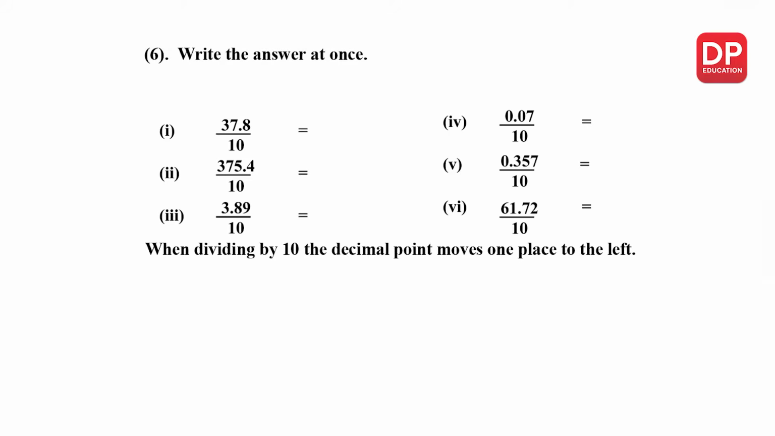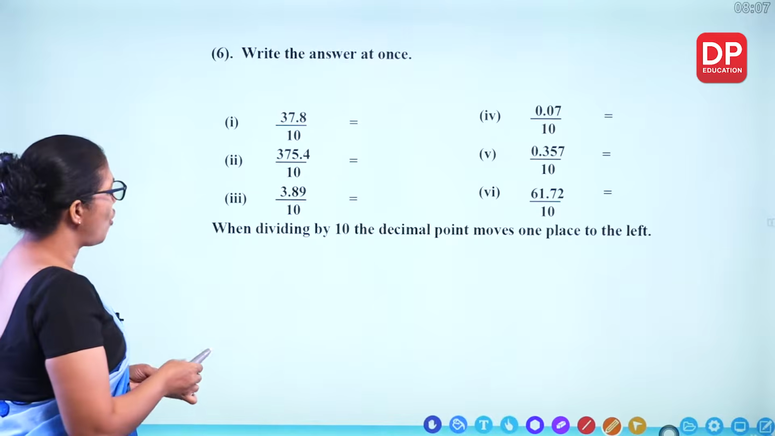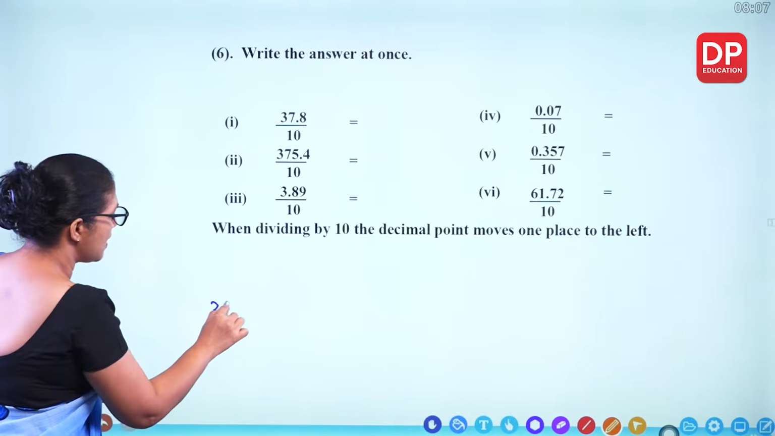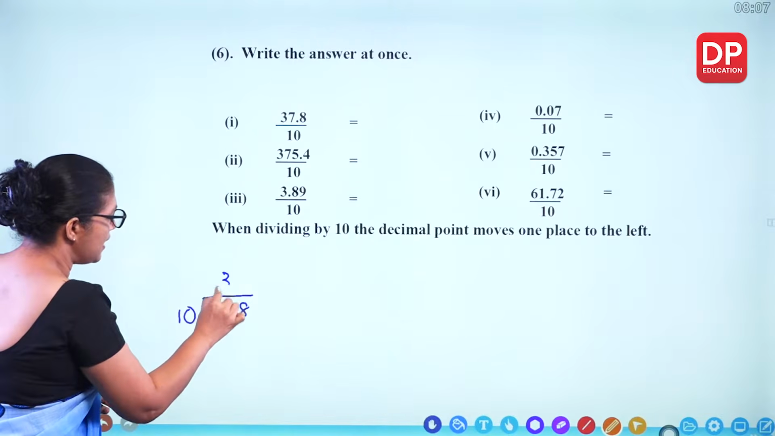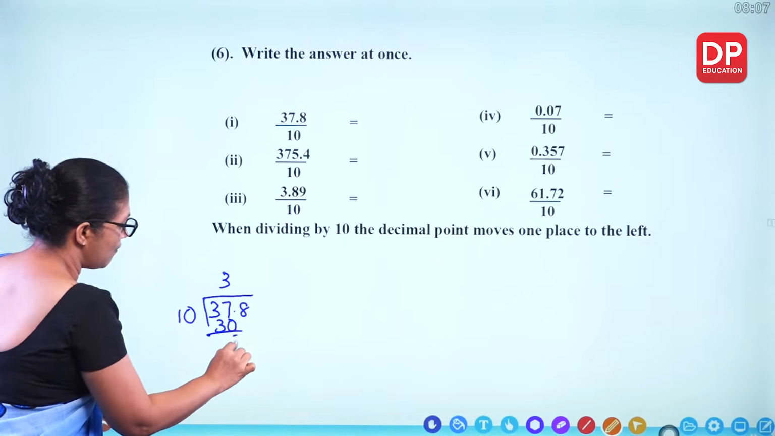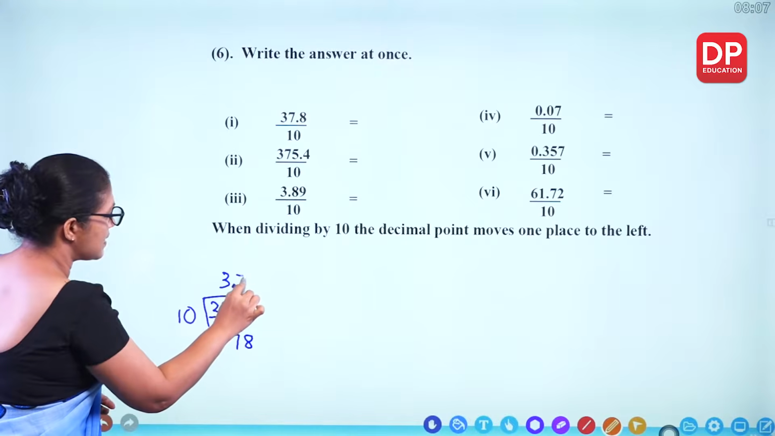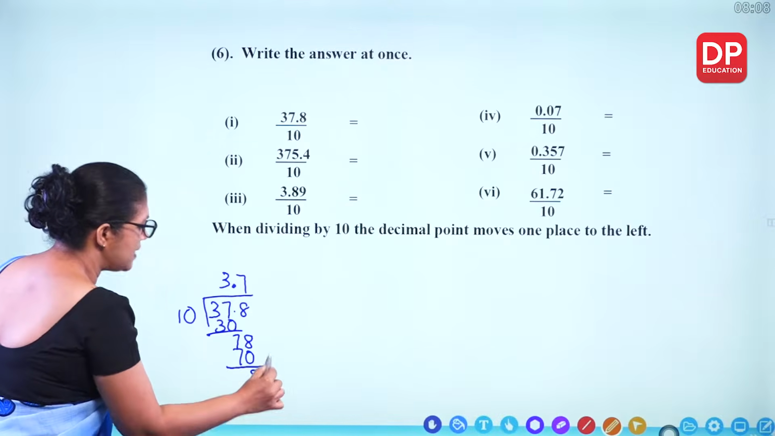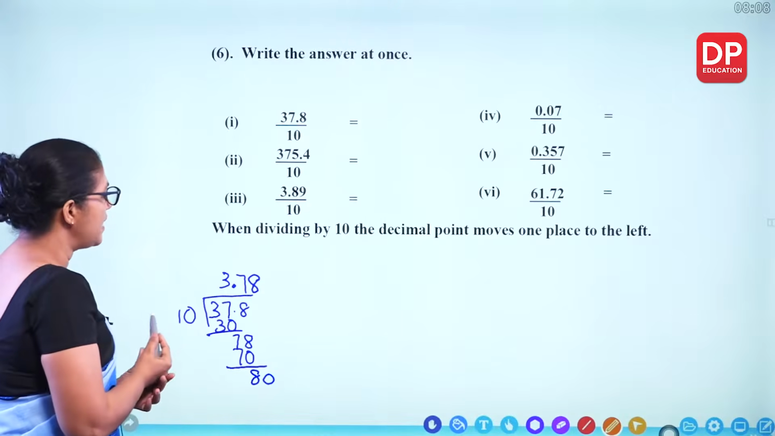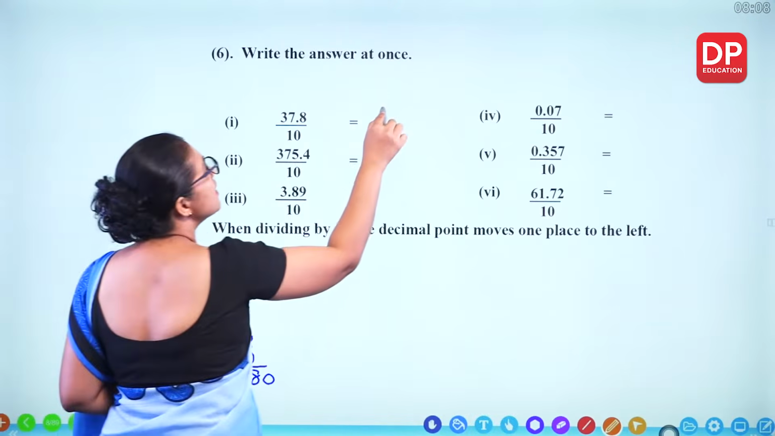Write the answer at once now. This is divided by 10. So what you do? Normal way, if you are doing 37.8 divide by 10. 10 times 3, 30. For 78, that's 7. So this is 8. For 80, that's 8 here. So 3.78.